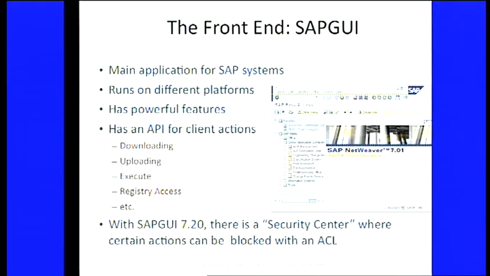Well, the thing is, this previously came without any kind of filtering. So if somebody manipulates the system, it would be possible to execute anything on the client code. So here with client, I mean the client, the business manager, or whoever you want to talk about. And SAP fixed this with 720 this year.